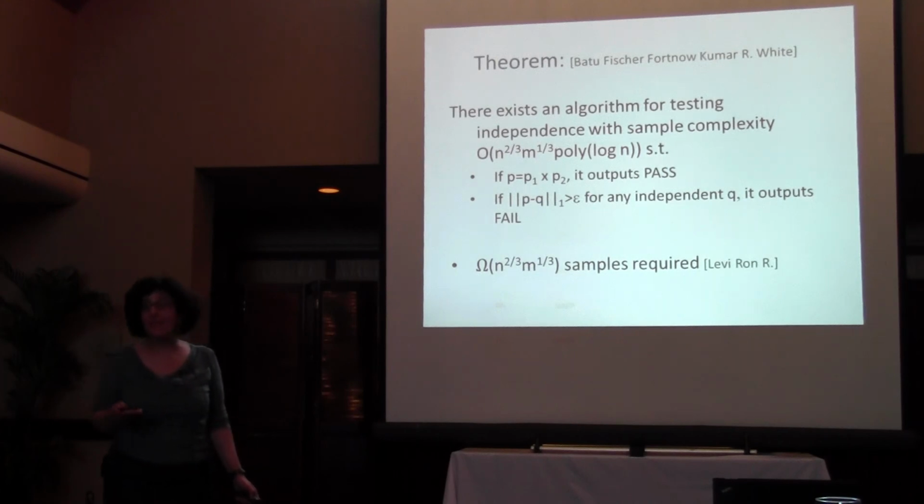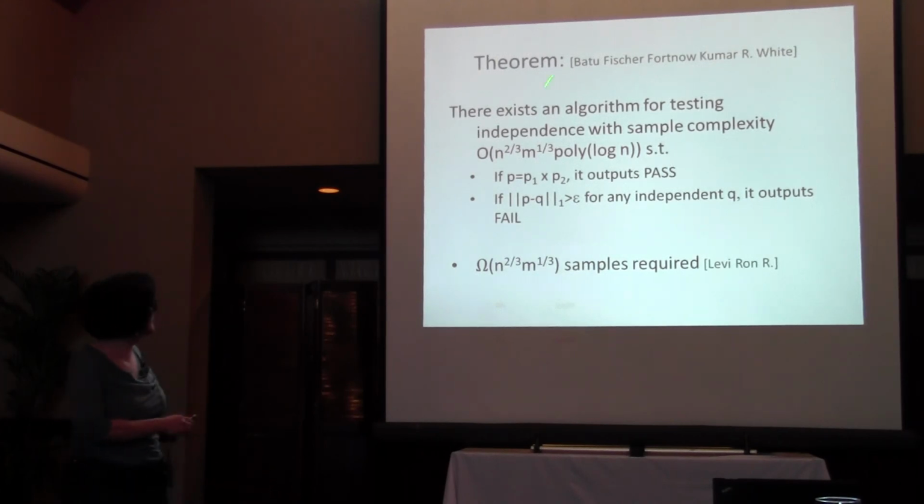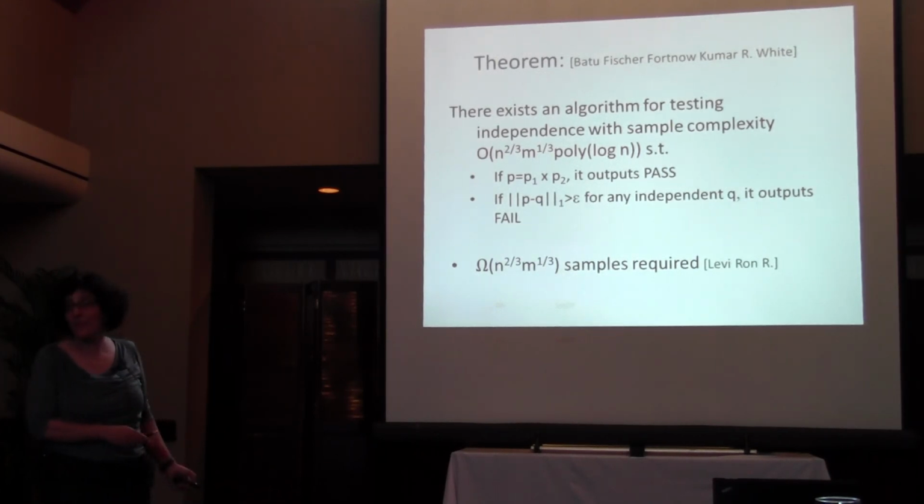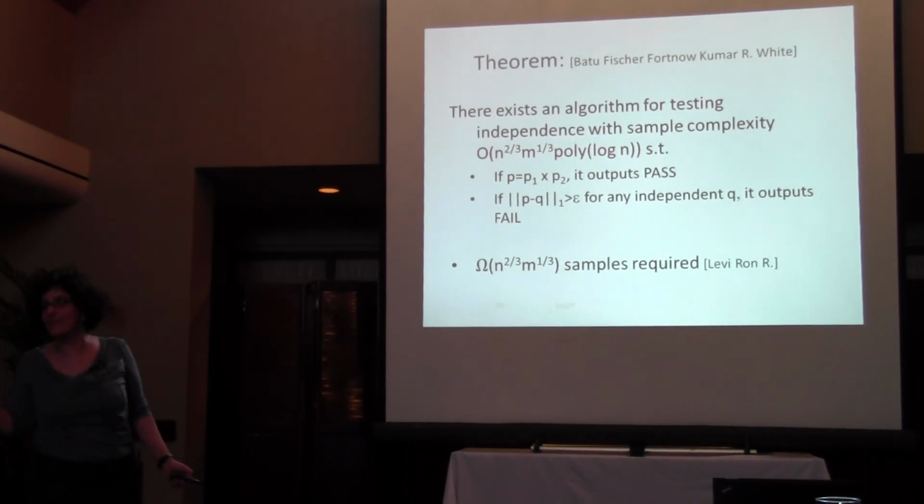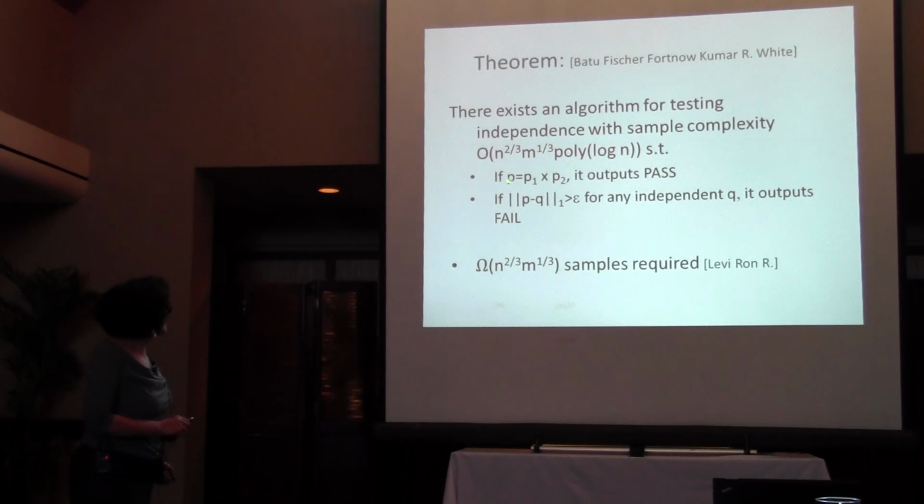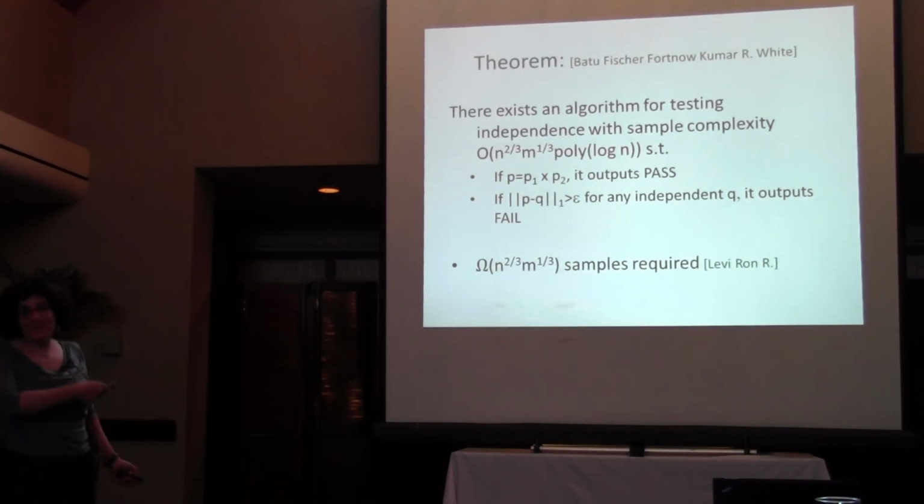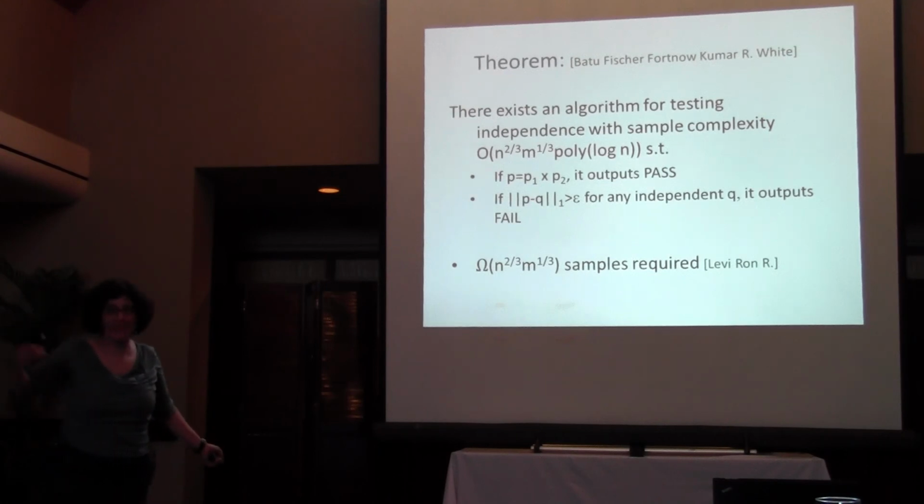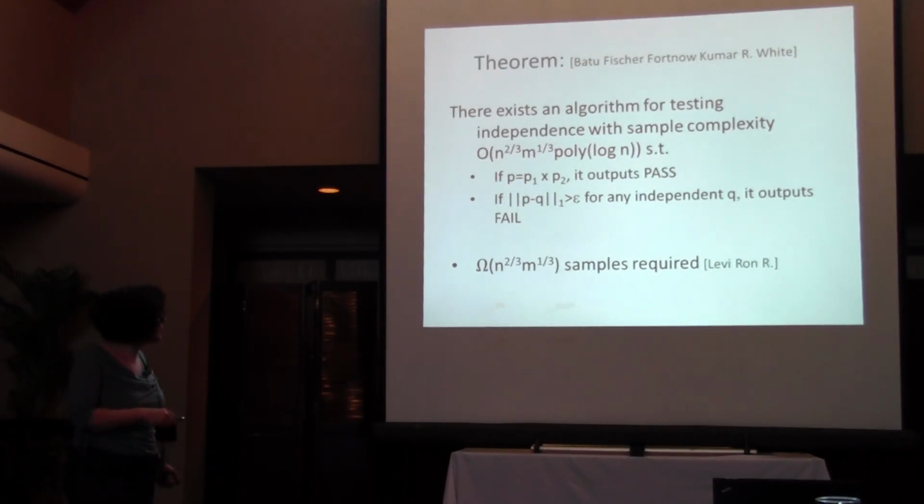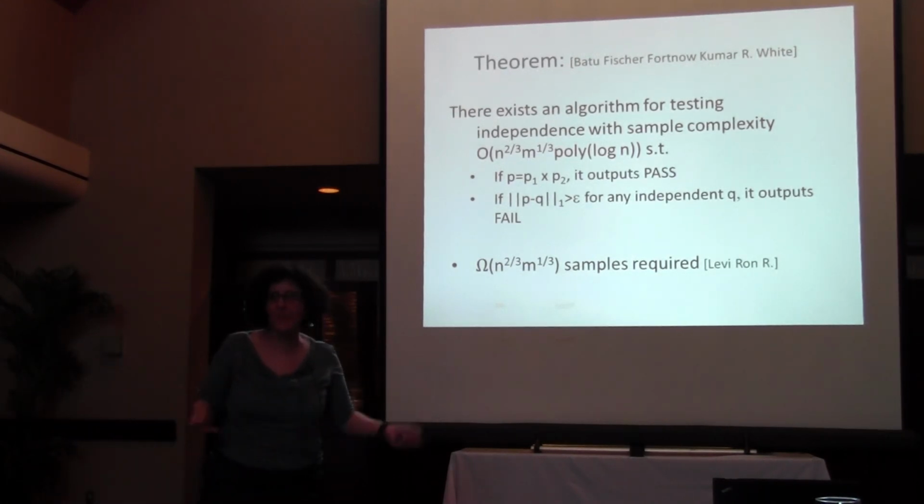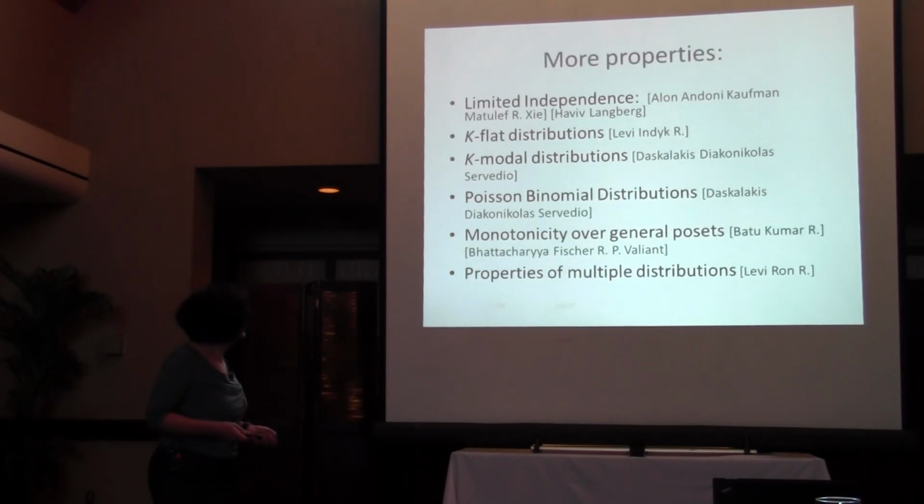It turns out that the sample complexity here is really weird. It's n to the 2/3, m to the 1/3. Remember that n is greater than or equal to m. That was our assumption. And so when n is equal to m, this is just order n, or square root of the domain size. And this is known also to be tight. So that's just another weird fact about testing independence.